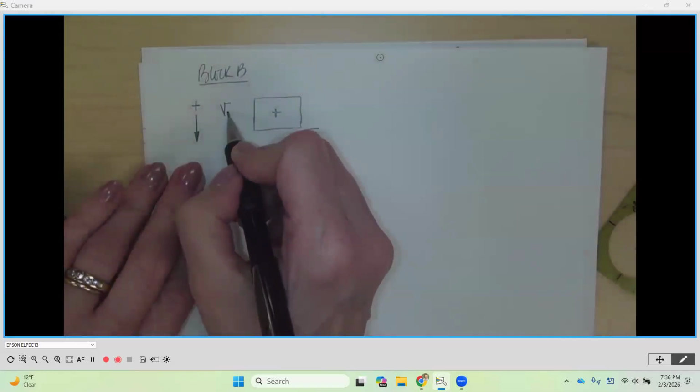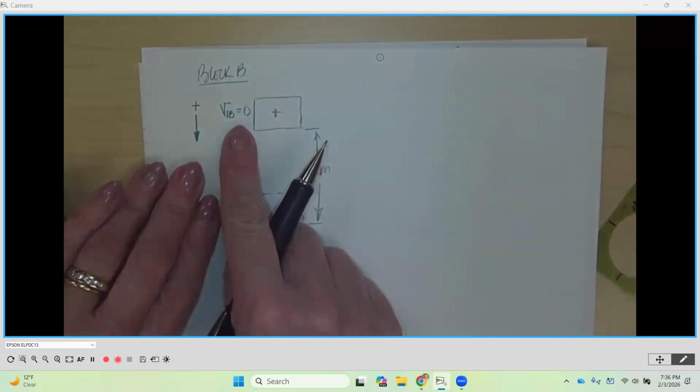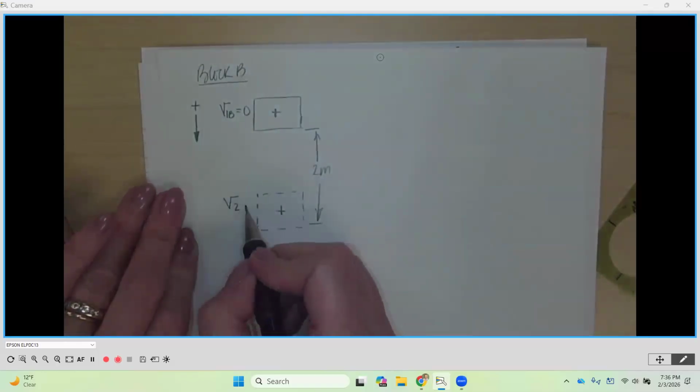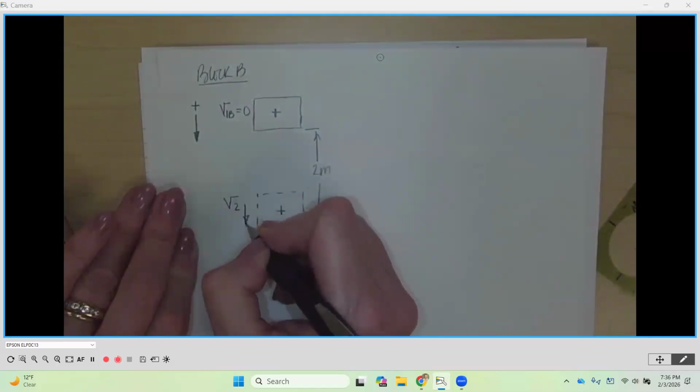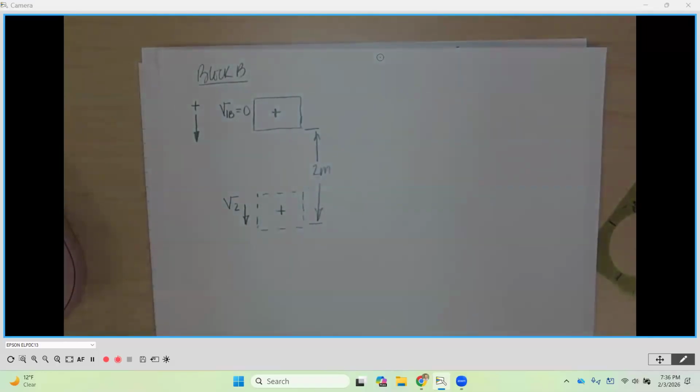V1B is going to be equal to 0. That's it starting at rest. And then V2 is going to be going down here. Now, because B and A are connected by that cable, their velocity will be exactly the same. That's why we don't have a V2A and a V2B, because they're equal to each other. It's just V2 for both of them. Does that make sense?